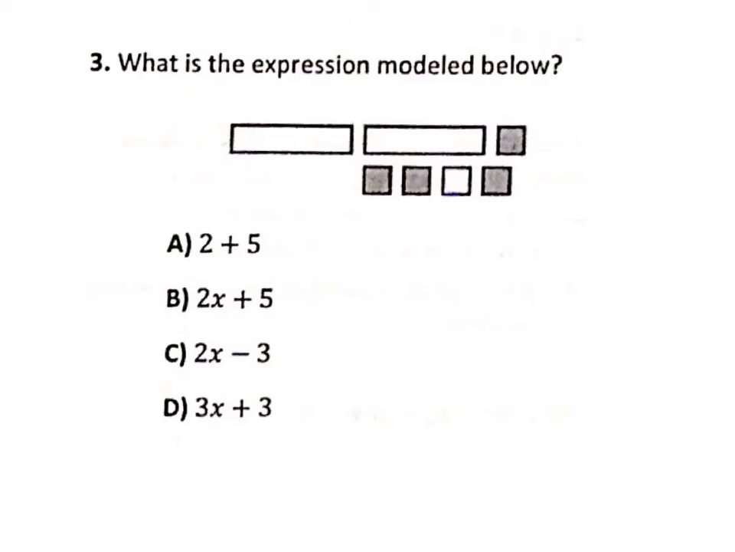Number 3, what is the expression modeled below? So the large pieces are representing X. Those are our unknowns. So we have 2 X's. So if we look at our choices, it's not going to be A and it's not going to be D. It's either B or C.